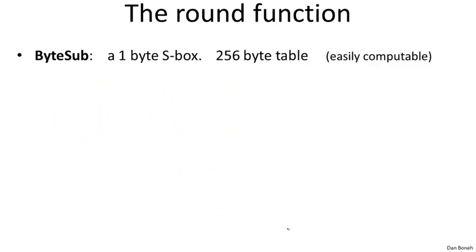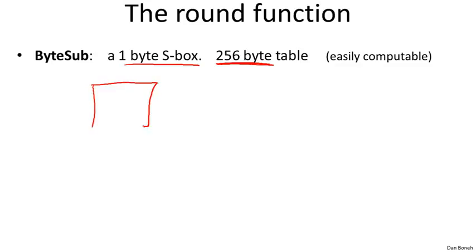So the way byte substitution works is literally it's one S box containing 256 bytes, and essentially what it does is it applies the S box to every byte in the current state. So let me explain what I mean by that.